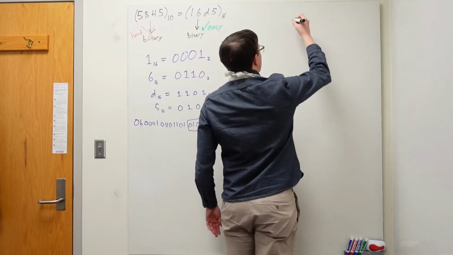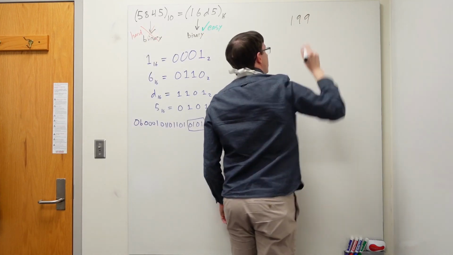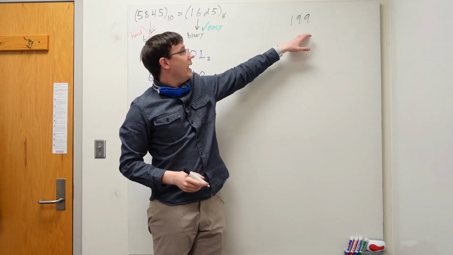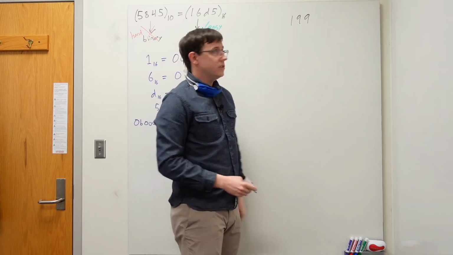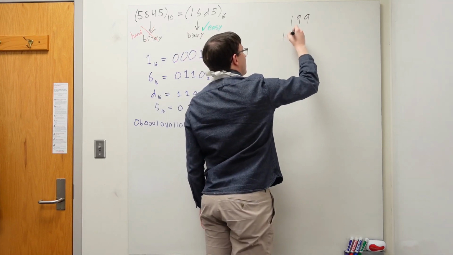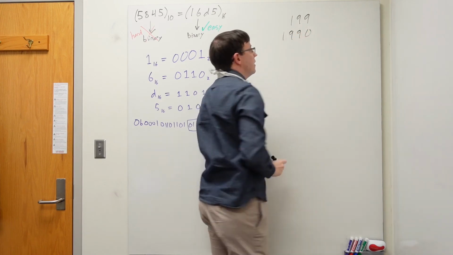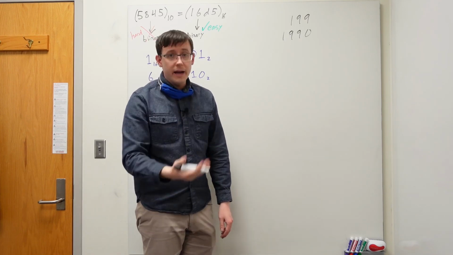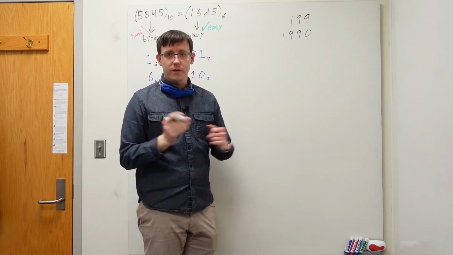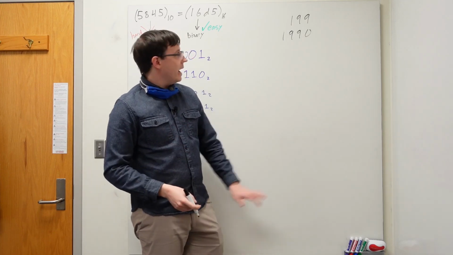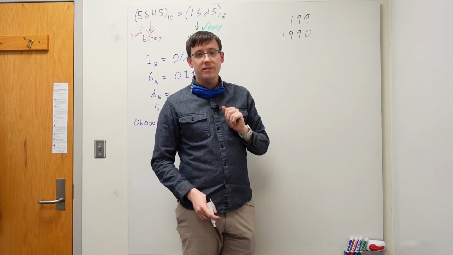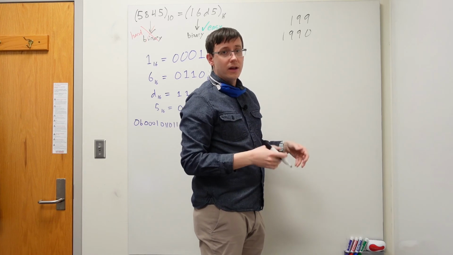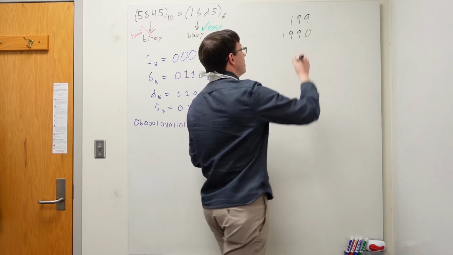If we have a number like 199 in decimal, and we want to multiply it by 10, we can just add a 0 to the end, which is equivalent to shifting all of our digits 1 to the left, and then filling in a 0 in the ones column. If we want to divide a number by 10, and we're doing integer division where we throw away the remainder, we can do that by just throwing out the last digit, or equivalently, shifting all of the digits 1 to the right and throwing away anything that goes past the decimal point.